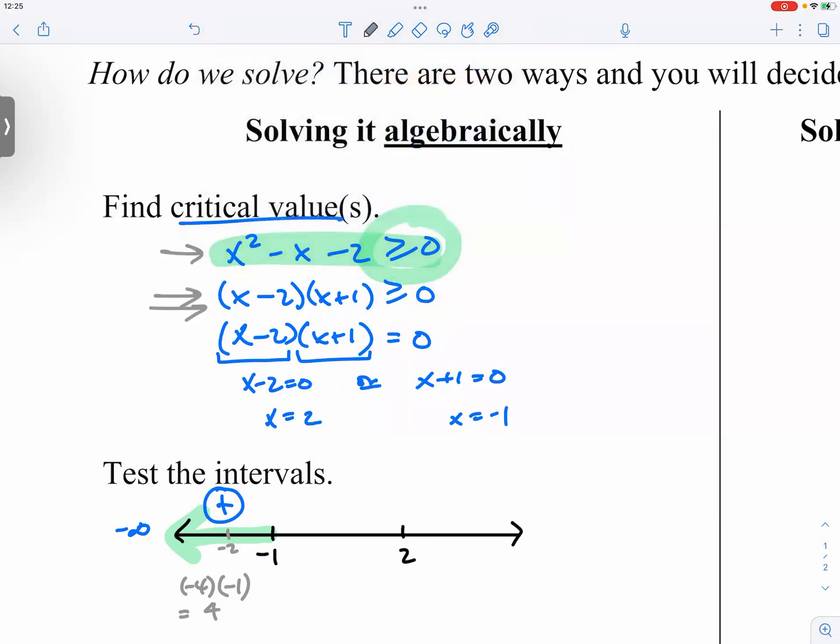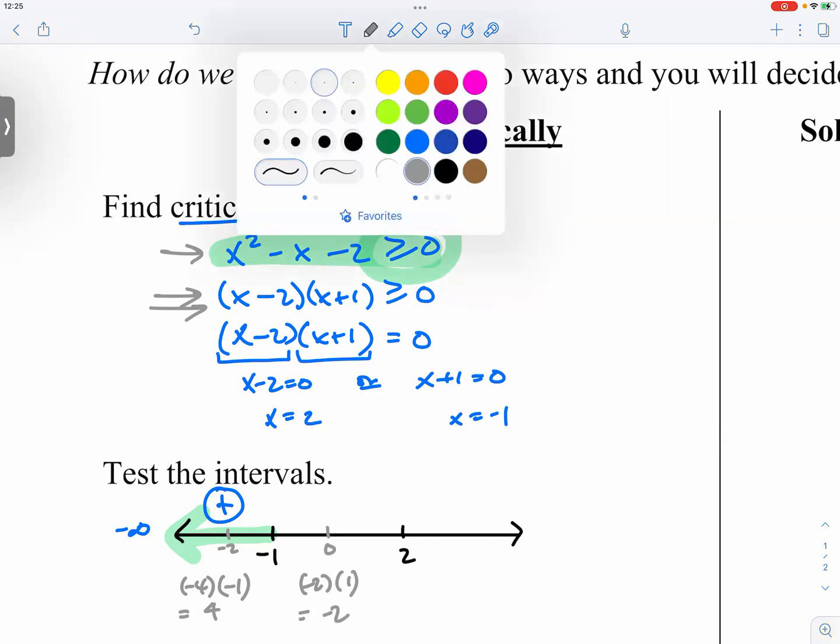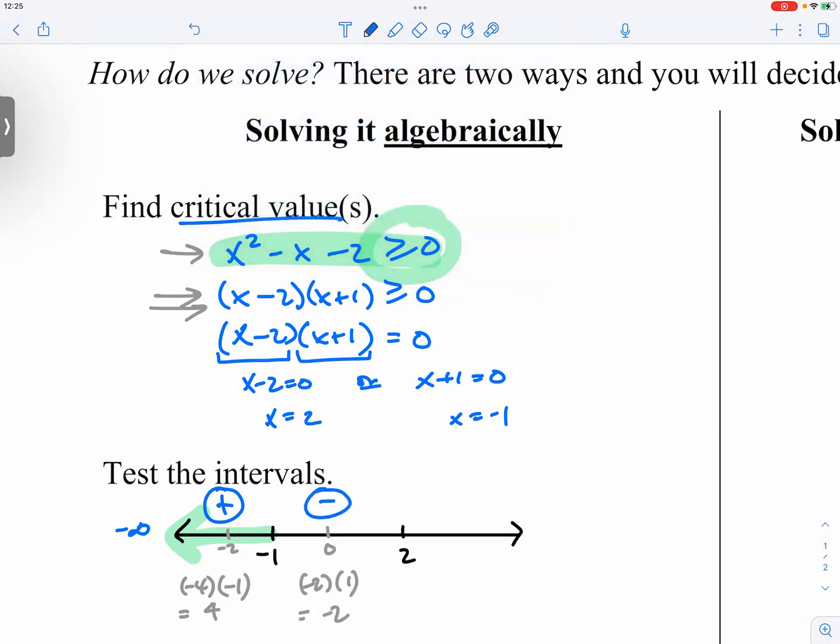Now think about the interval between -1 and 2. Let's pick a number. We pick 0, easy enough. If you put 0 into these two parentheses, you would get -2 times 1, which is -2. Therefore, you would have a negative number, and that means it's less than 0. So that is not our solution.